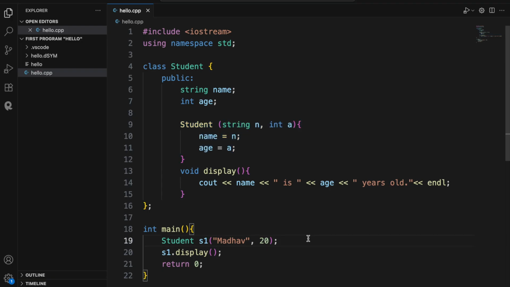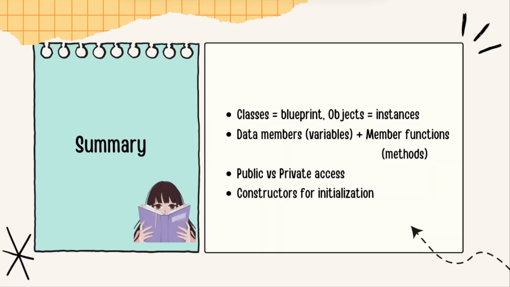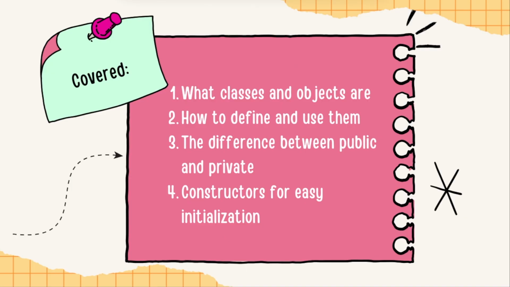In the int main, when we write the object with parameters, a constructor is called. This is the foundation of object-oriented programming. Next, we'll learn about encapsulation, inheritance, and polymorphism. So, in this lesson we learned what classes and objects are, how to define and use them, the difference between public and private, and constructors for easy initialization.